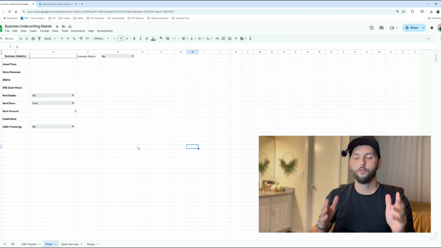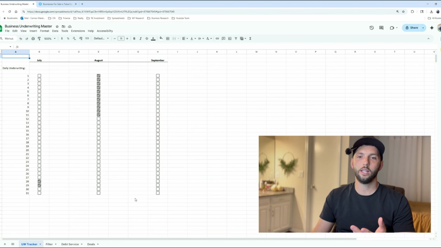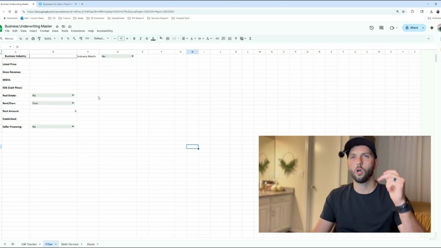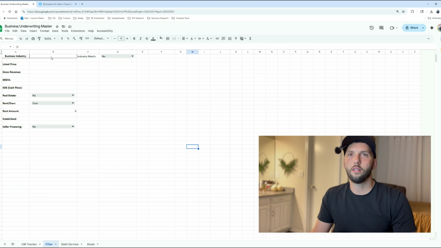So I have a few different screens here, or tabs: filter, debt service, and then deals. I do have a tracker on here that's basically me tallying up. I haven't really kept up with this. I thought I would, but that's okay. I'm pretty disciplined on getting on this. So first page is the filter.